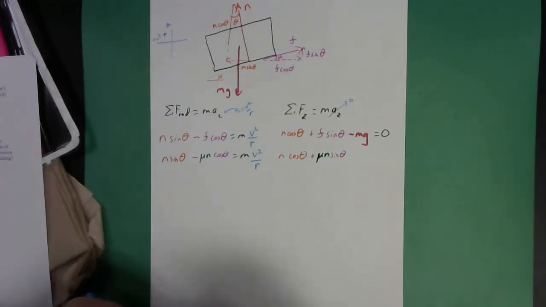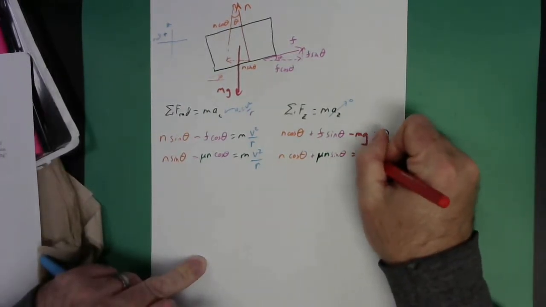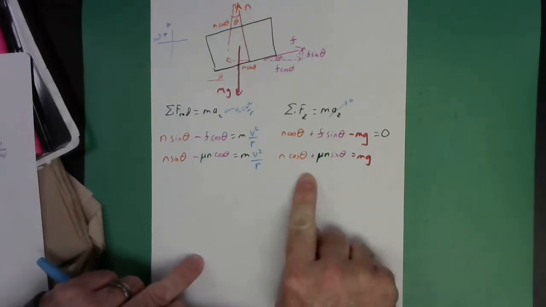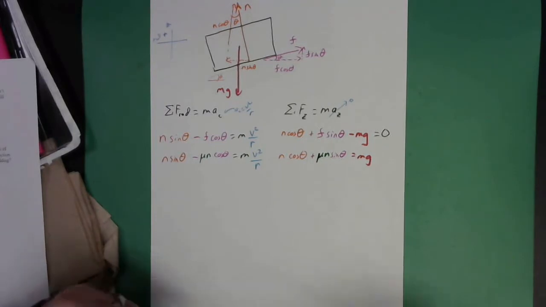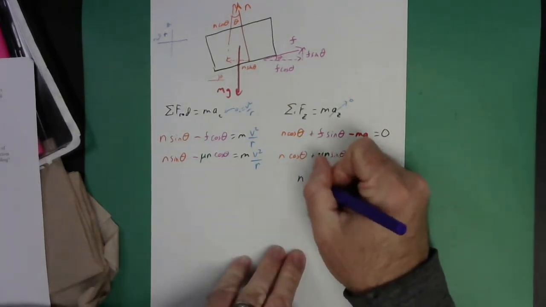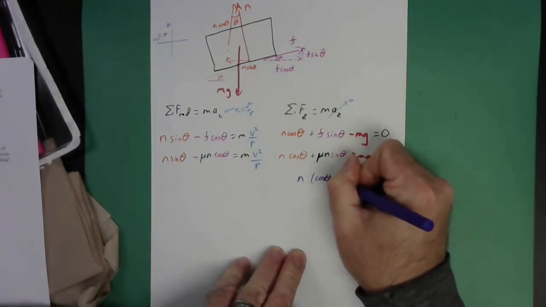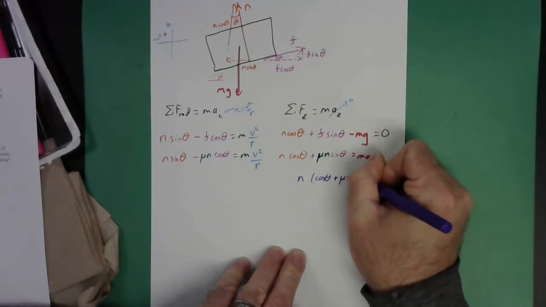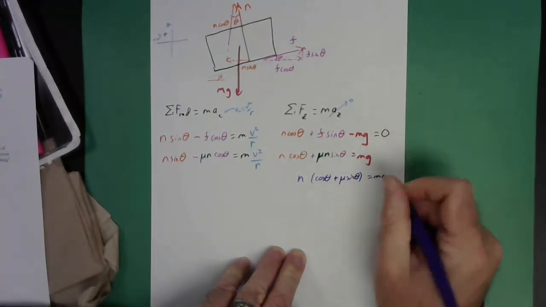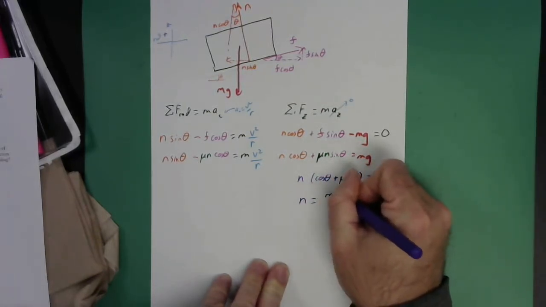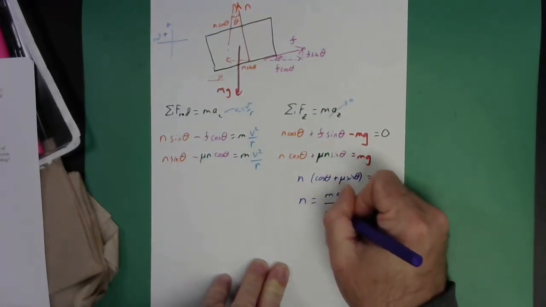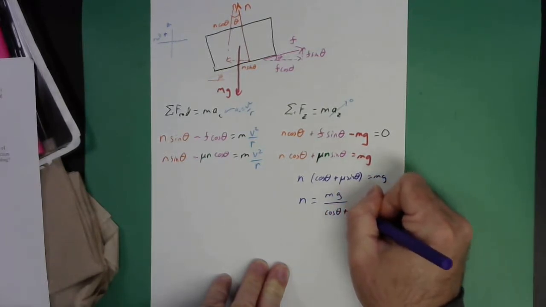Okay, I'm just going to jump a step. I'm going to shove that mg to the other side. Then I'm going to isolate the N here, so I'm going to factor it out of those two terms. It'll be N times cosine theta plus mu sine theta. On the other side, I've got mg. I'm going to take this bit in parentheses and divide it over, so that N is mg over cos theta plus mu sine theta.